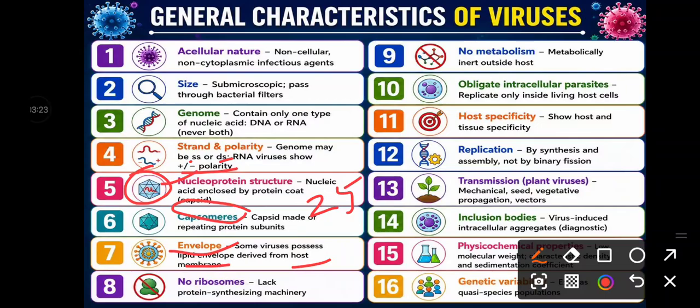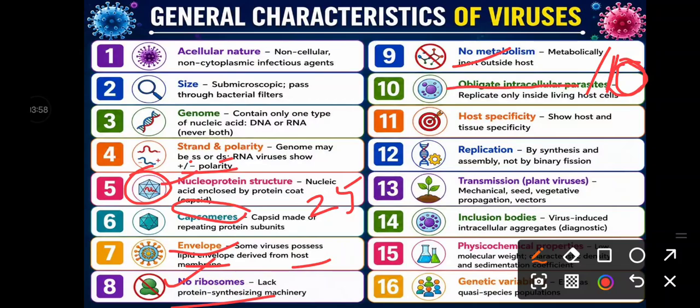Then about the ribosome, it lacks ribosome, so no protein synthesis machinery is there. Then about the metabolism, it is metabolically inert outside the host, no metabolism is there. Then about its parasitic nature, it is an obligate intracellular parasite. Obligate means it can't live without association with the host, and intracellular means it will replicate inside the host cell, not in the intercellular spaces.